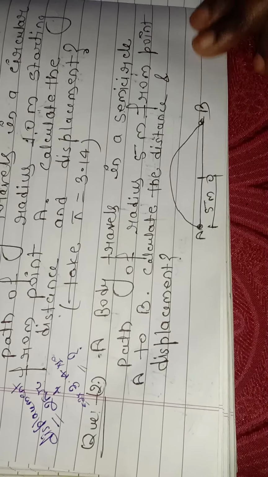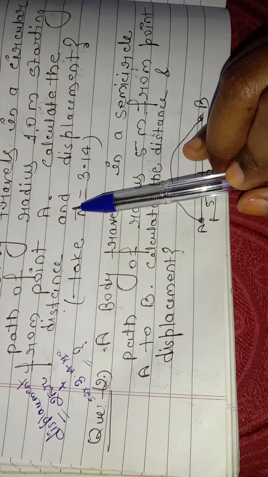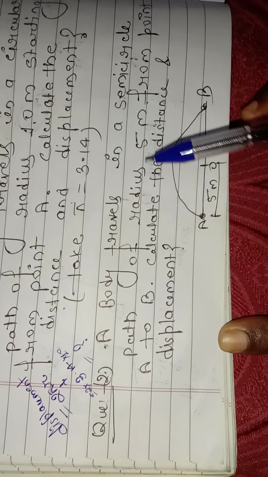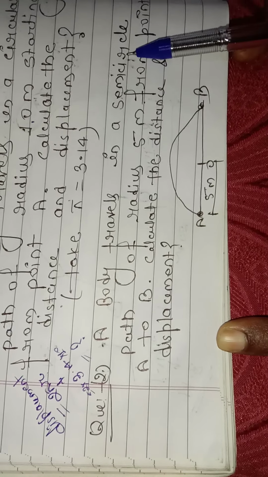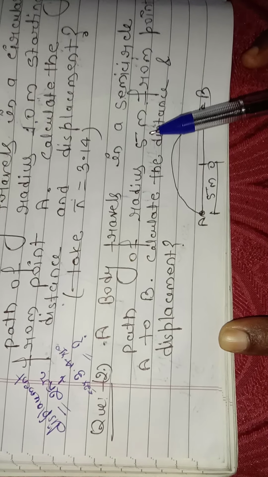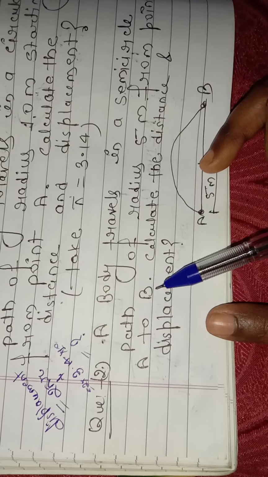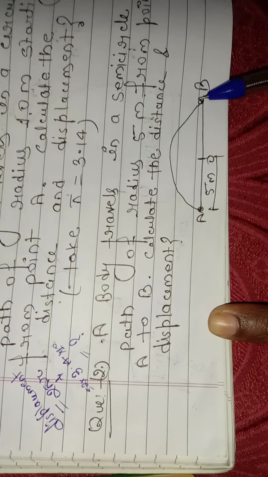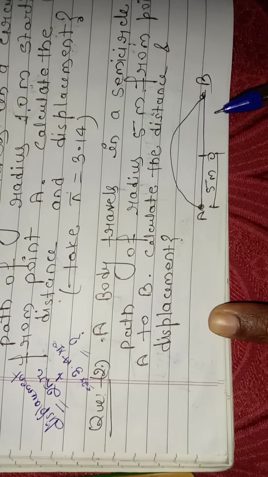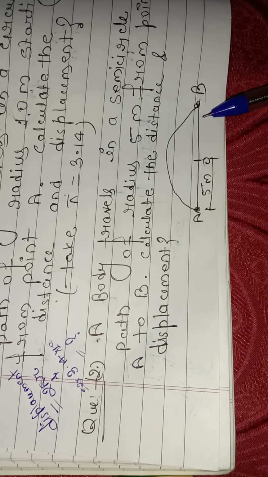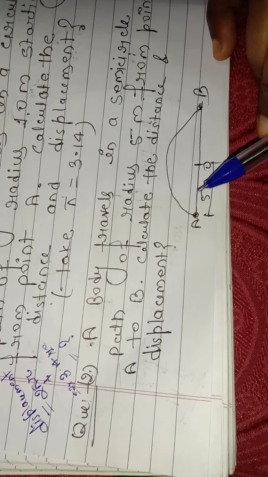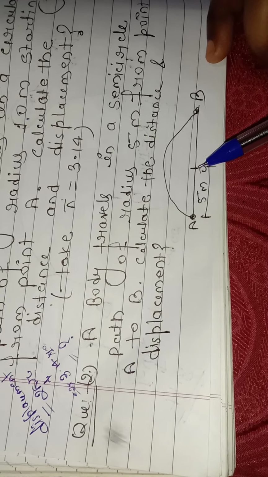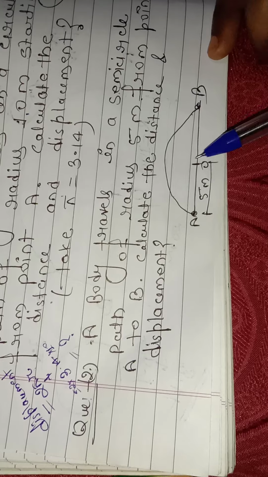Now see the next question. This is a homework question. Now see the next one. A body travels in a semicircle path of radius 5 meter from point A to B. Calculate the distance and displacement. This is a semicircular path. My drawing is not so good. So this is a semicircular path, and this is a radius. You have to find the distance and displacement here. Okay, thank you so much.